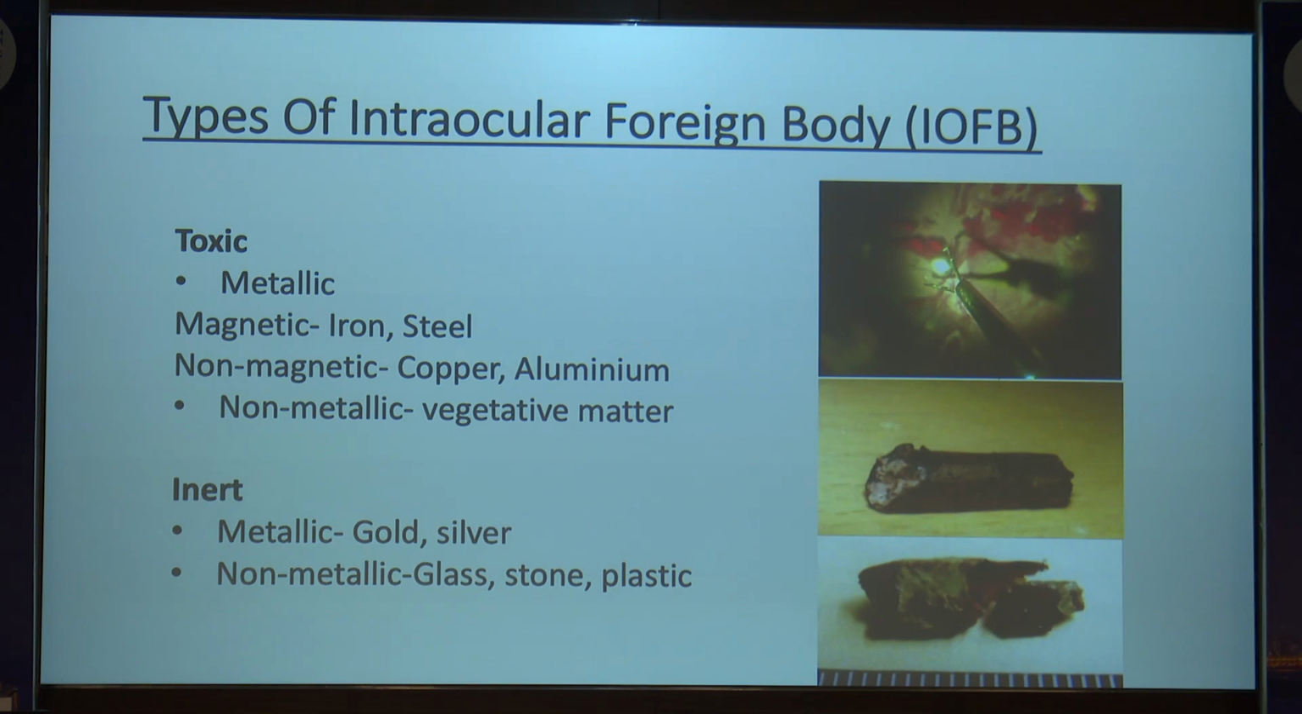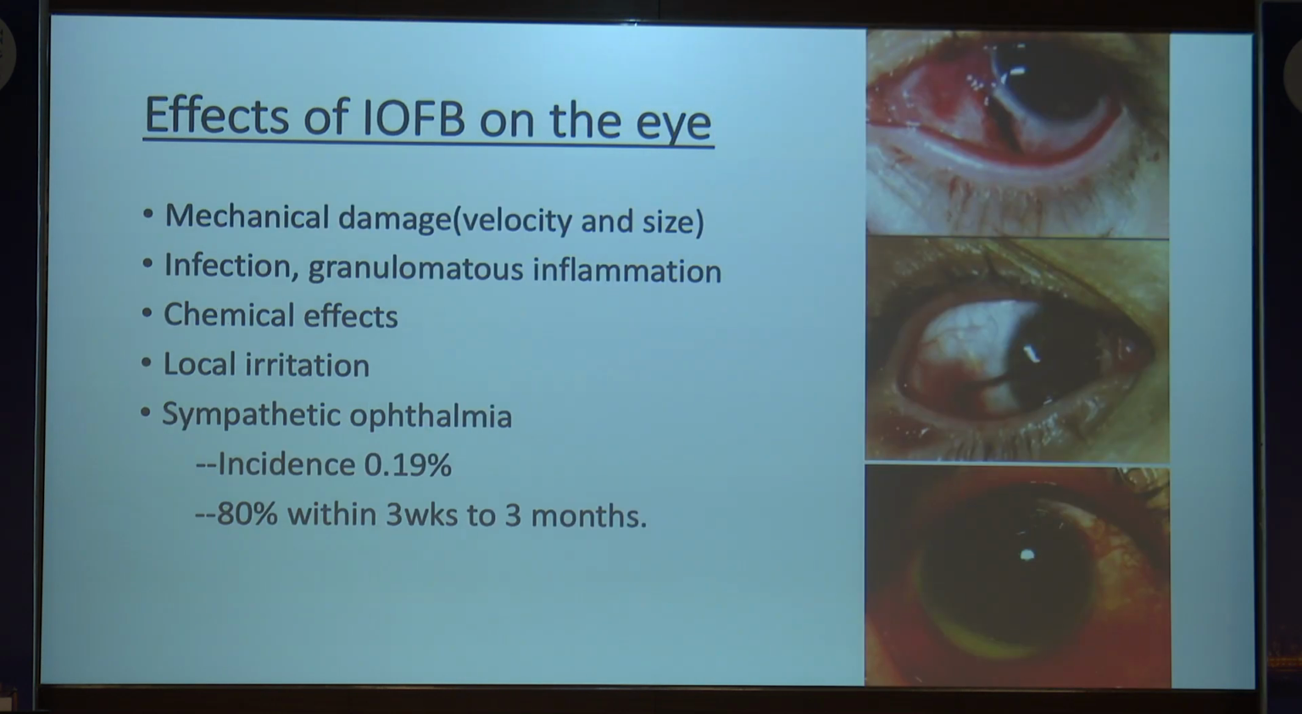So the different types of foreign bodies could be toxic or they could be inert. When we come to management, whether it's inert or toxic, any foreign body, we would aim to remove it. So the toxic ones could be metallic or non-metallic, and the inert ones are metallic like gold and silver. You could leave them in the eye, but they cause other changes, or non-metallic.